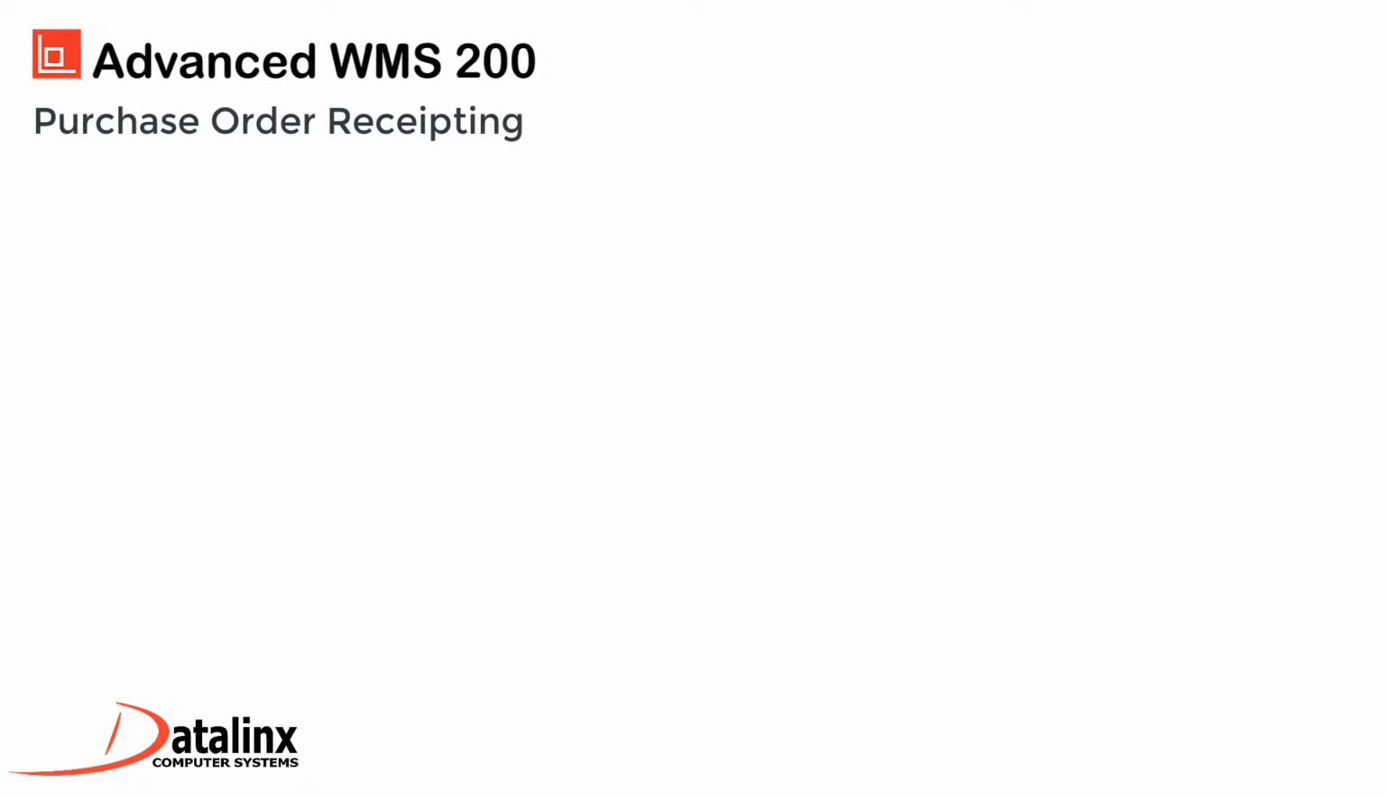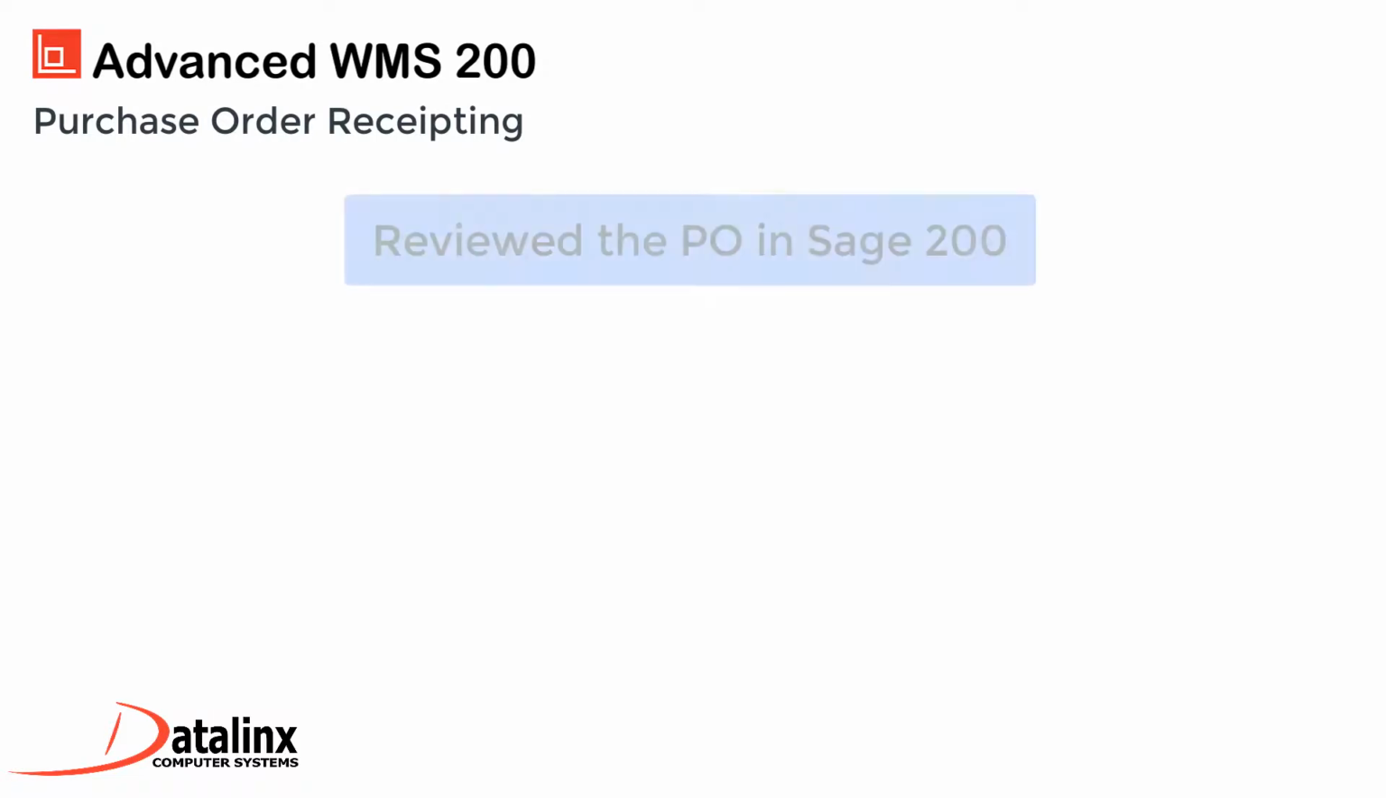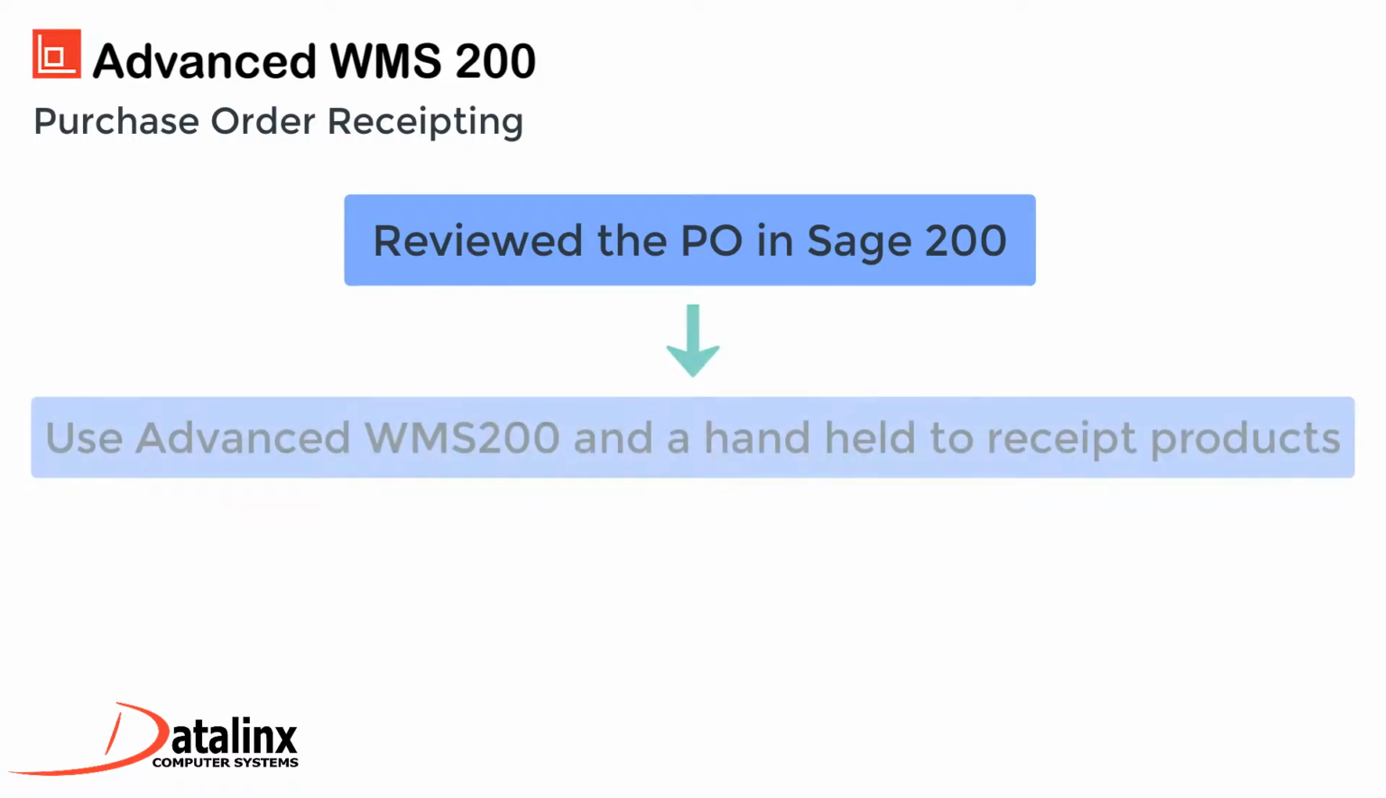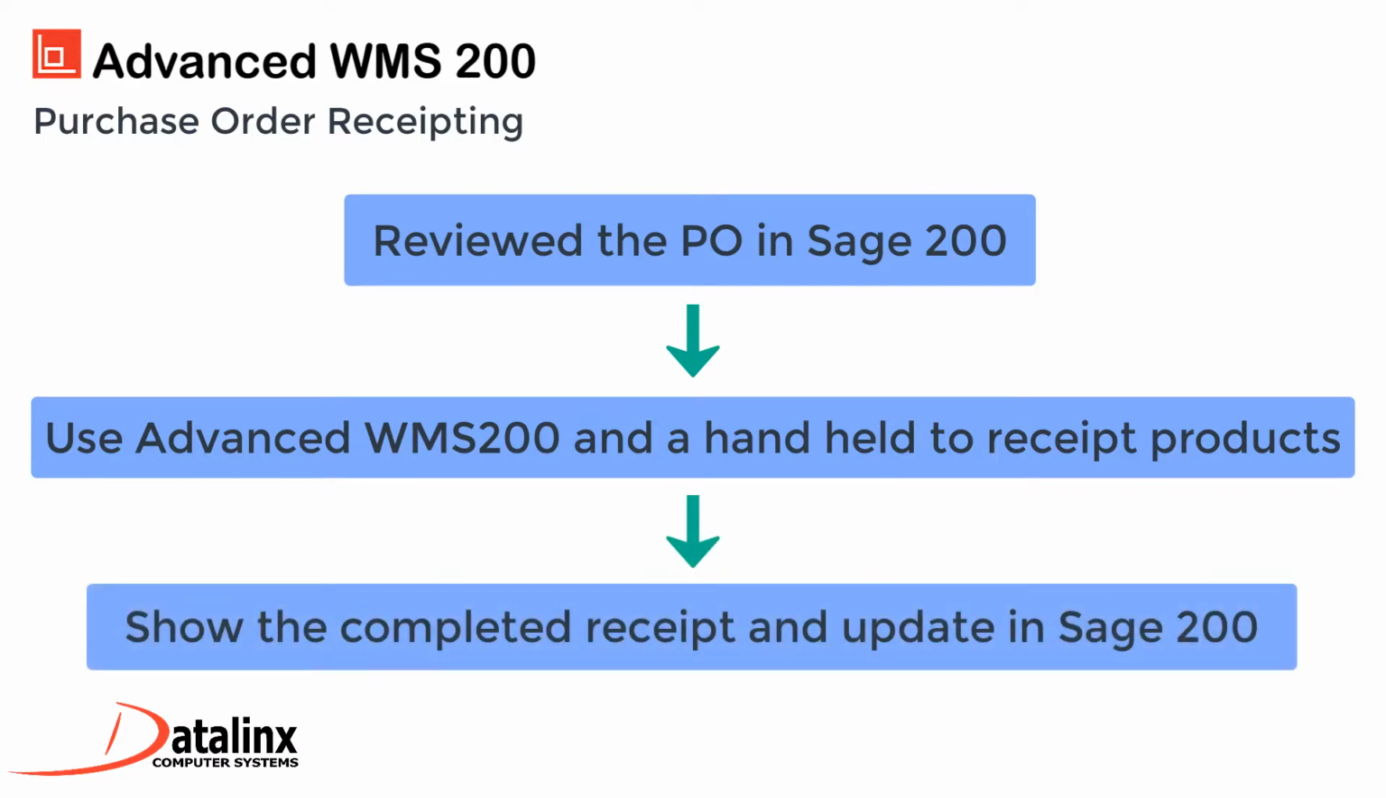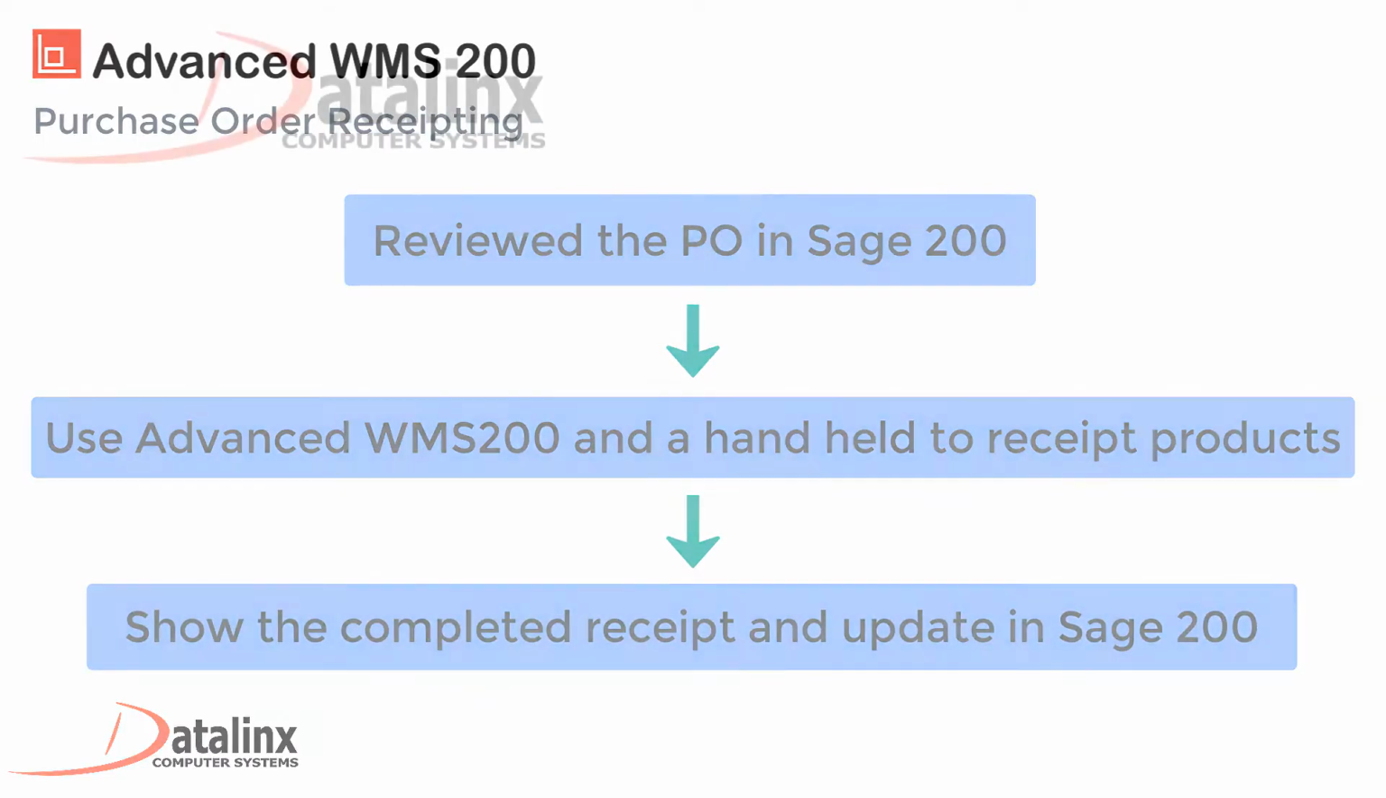Within this scenario, we have looked at a purchase order receipt using Advanced WMS 200 within Sage 200. A warehouse operative has received goods into the warehouse using a handheld device to scan, label, and place products into relevant locations. The products receipted into the warehouse were then validated within Sage.